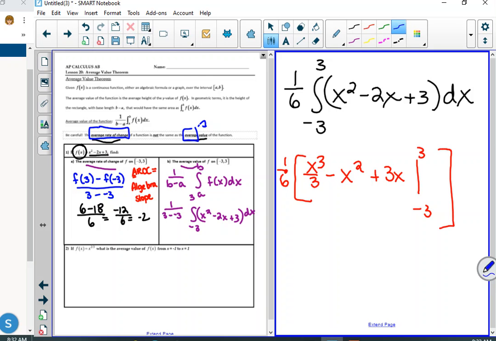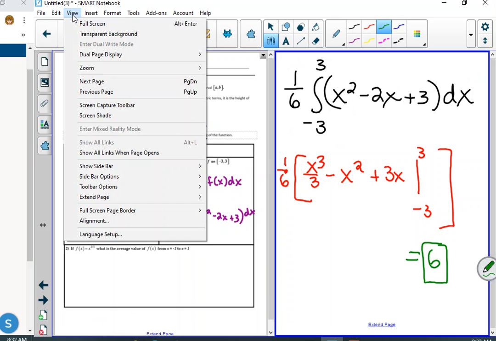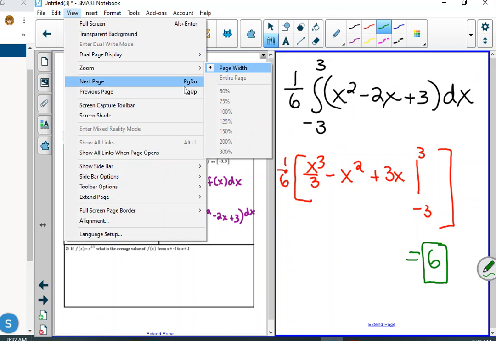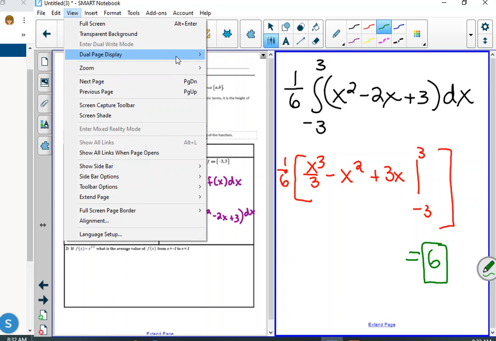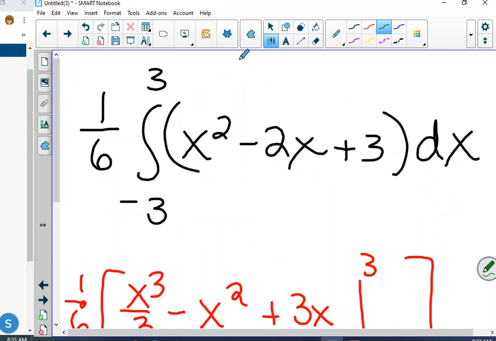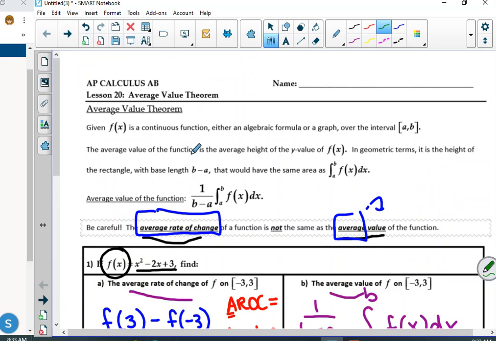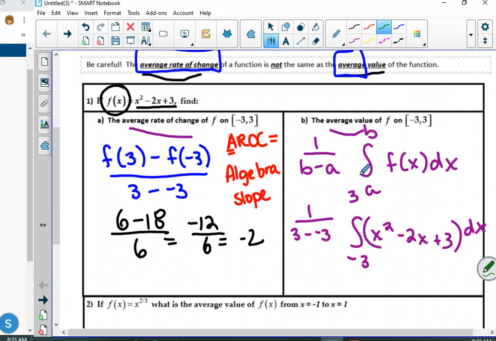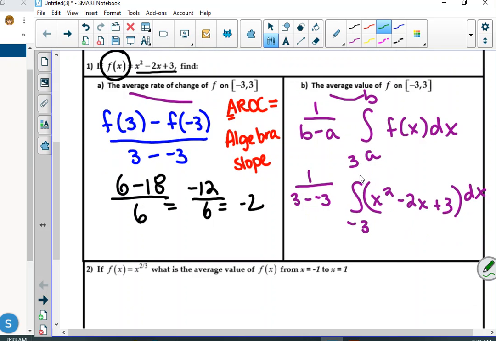And I am not going to go through the painful process of writing all these numbers down. You can work the arithmetic yourself. Correct answer should be 6. So, every average value problem really is the same question. It's just a matter of knowing the average value formula.